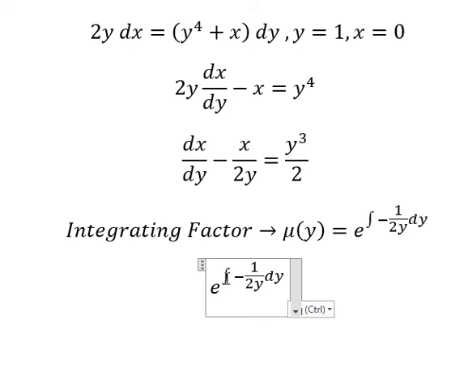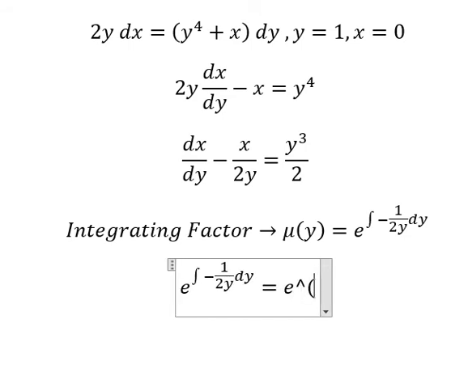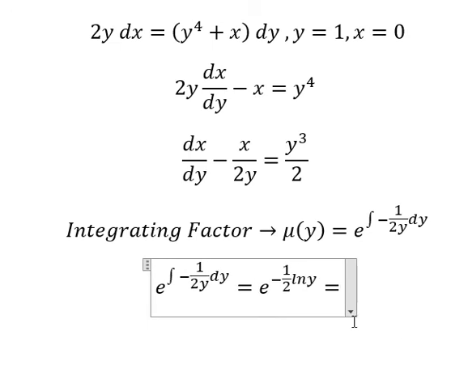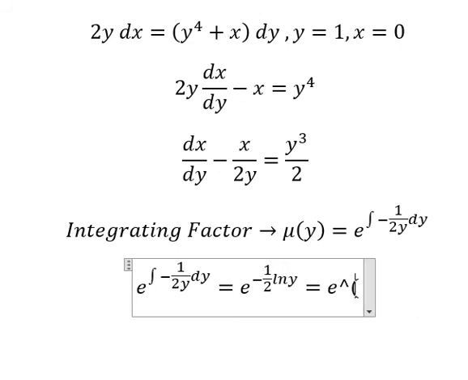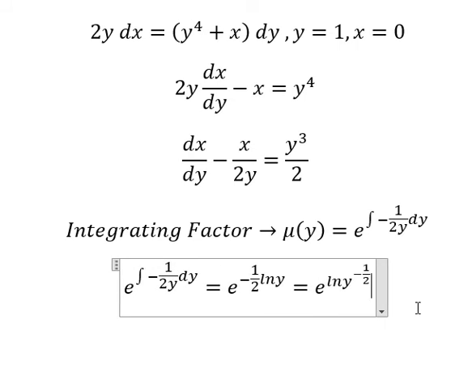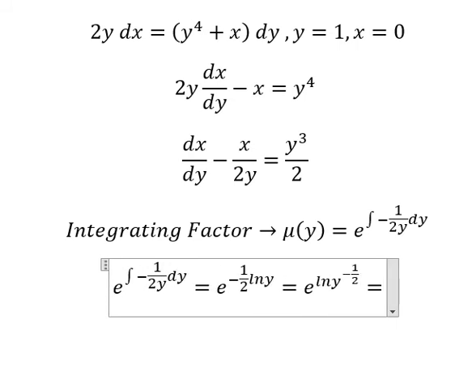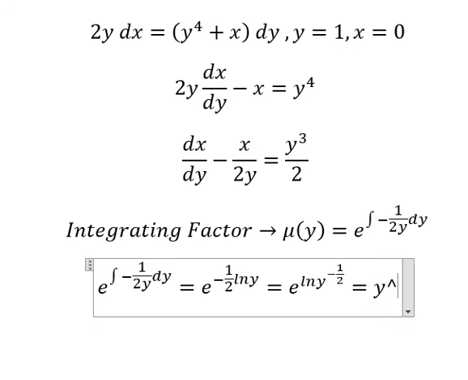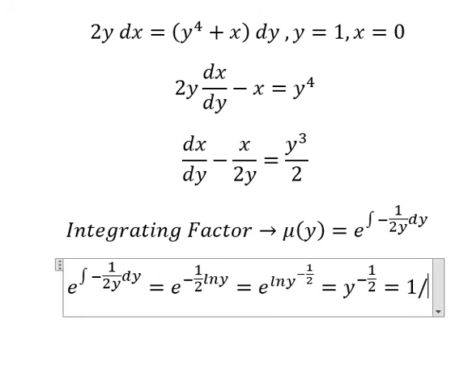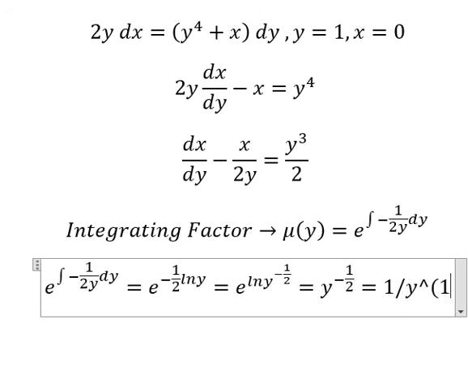The integration of 1 over y, we have ln y. So negative 1 over 2 goes inside the natural log here. And this one we have y to the power of negative 1 over 2, and we have 1 over y to the power of 1 over 2.